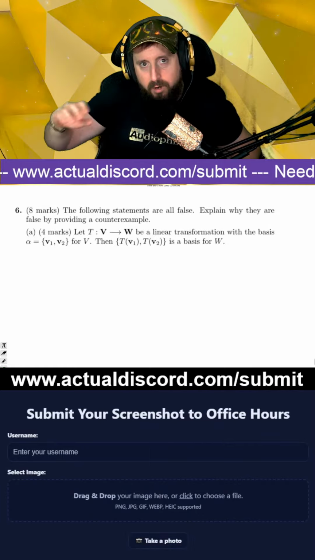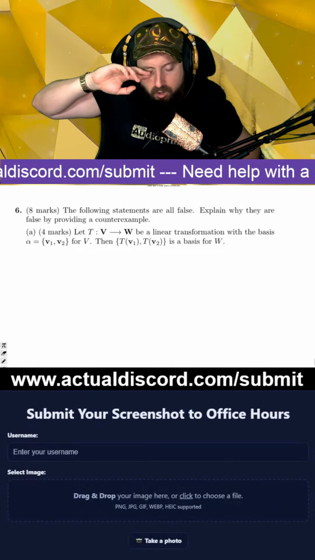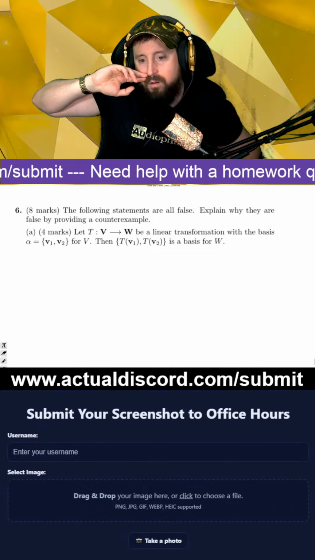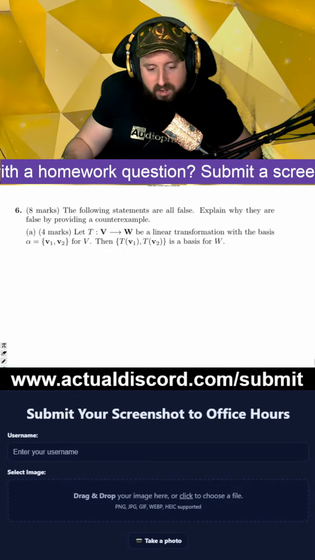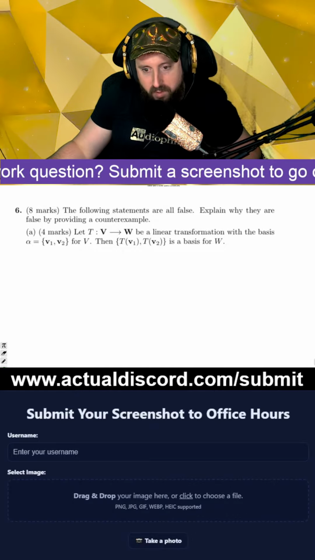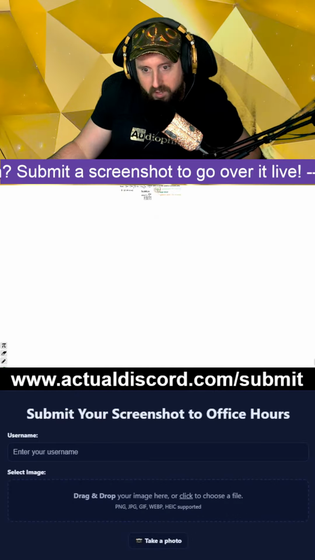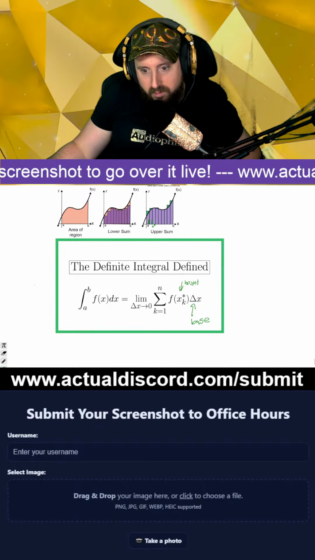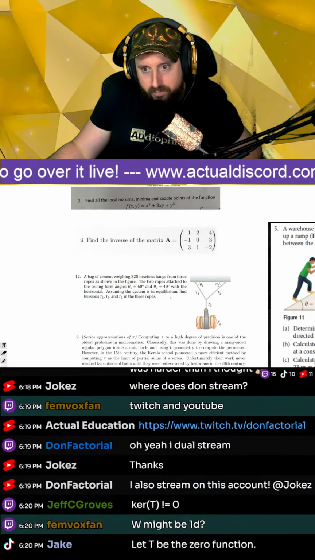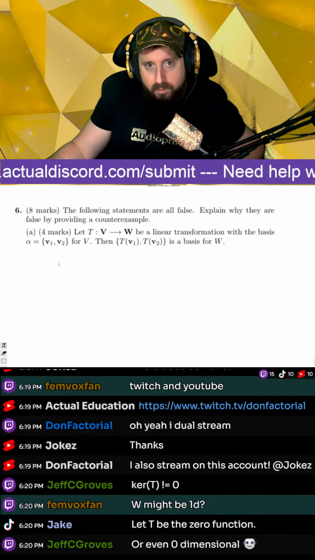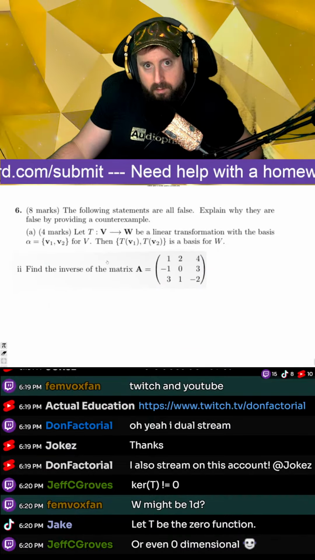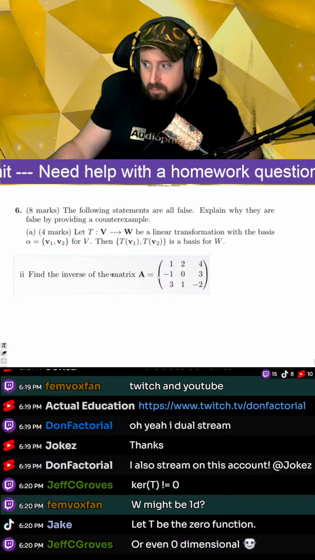W could be one-dimensional, right? And then Jeff's also saying that the kernel could be not equal to 0. Yeah, right. So what is it again? If you have a matrix, someone gave me a matrix at some point. This matrix, right? So Jake says T could be the 0 function.